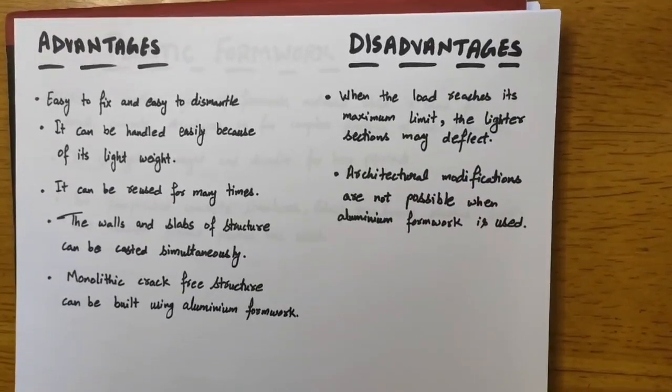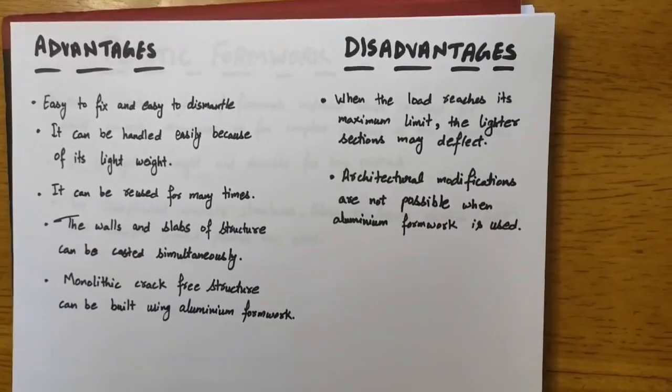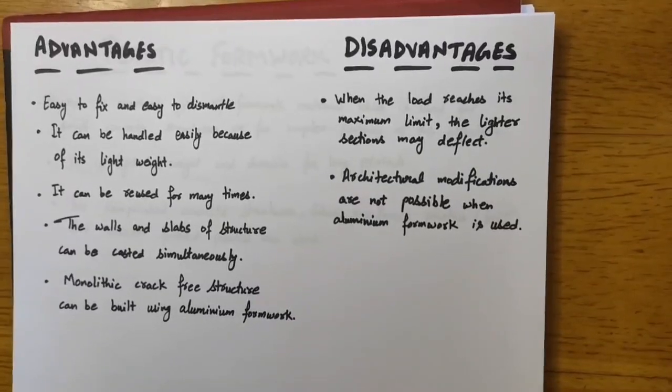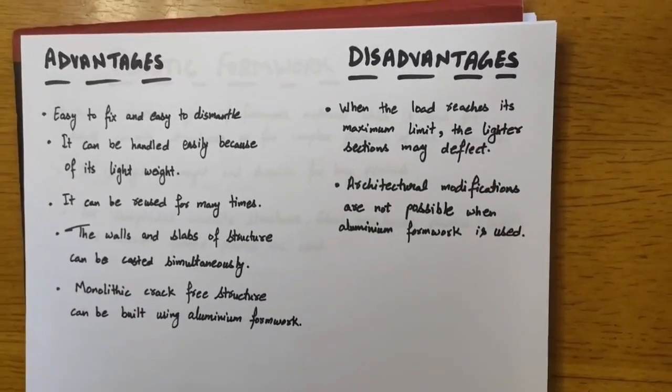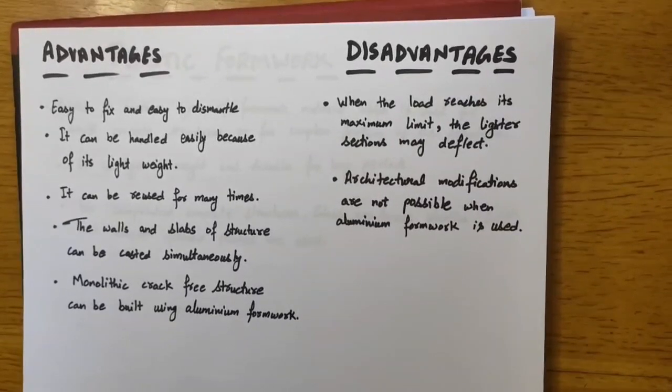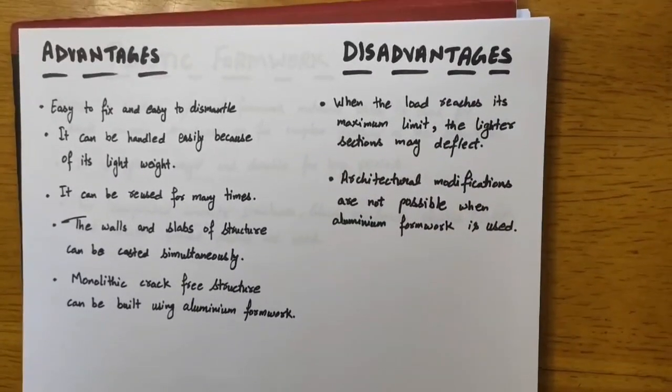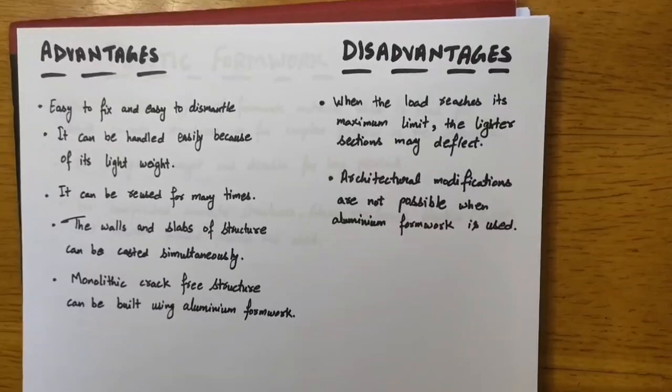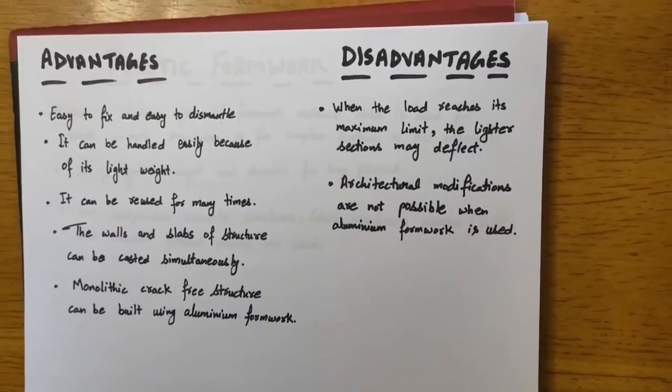The walls and slabs of the structure can be cast simultaneously. So even the slabs and the walls you can cast at the same time. Monolithic crack-free structure can be built using aluminium formwork. Now let's see the disadvantages.